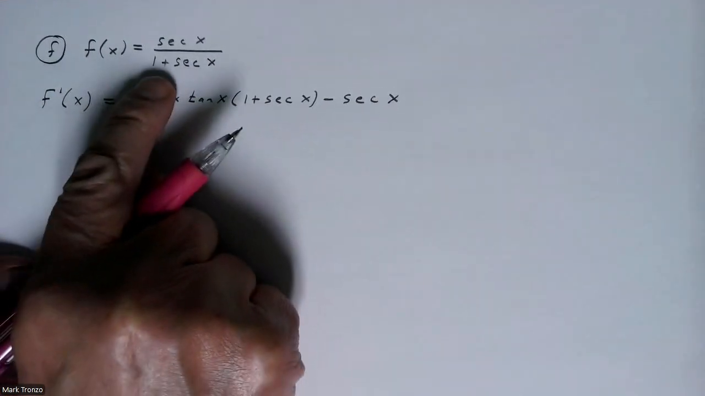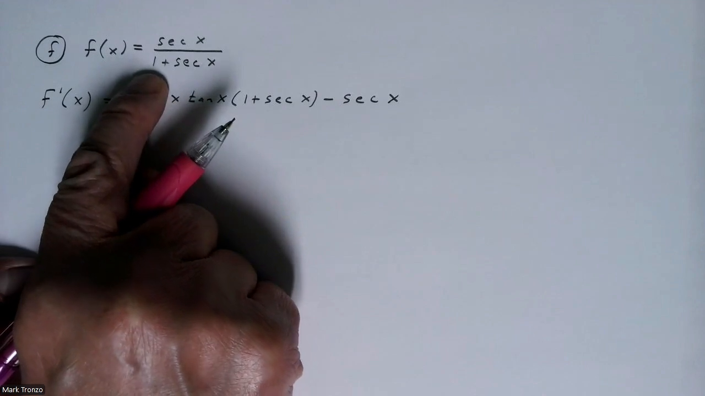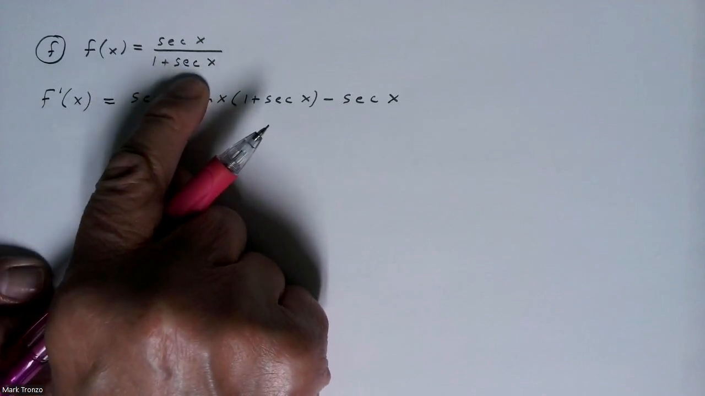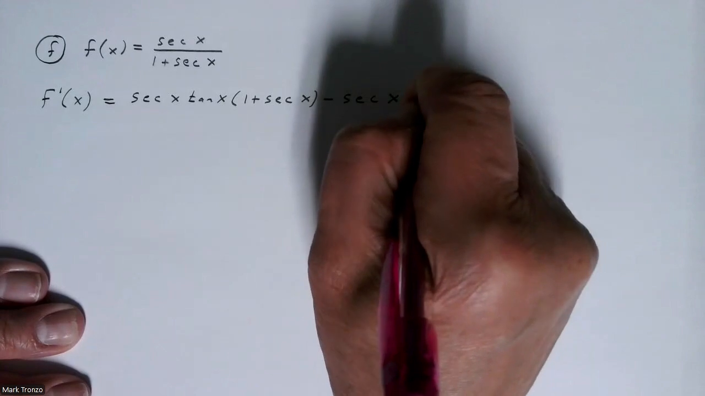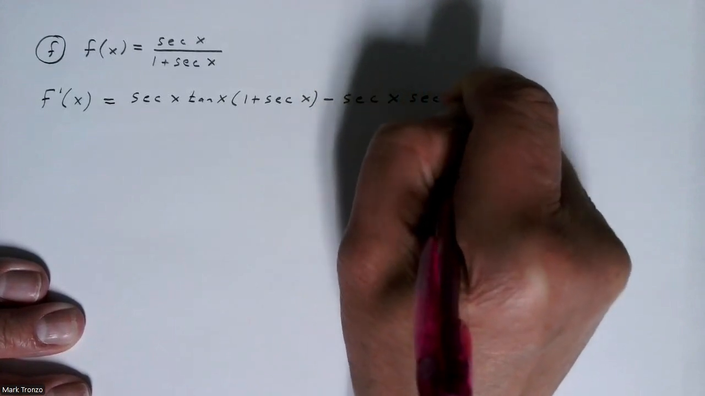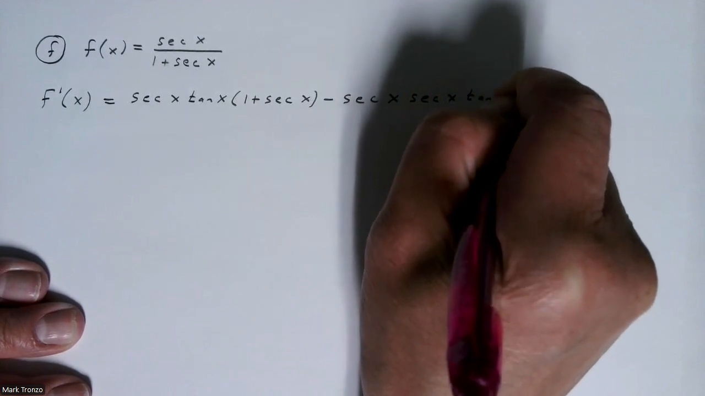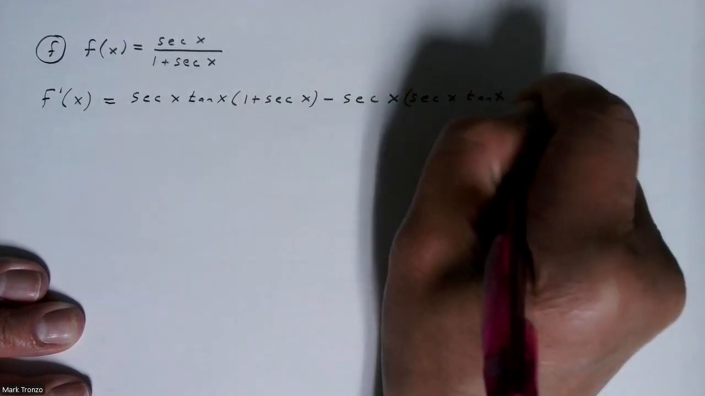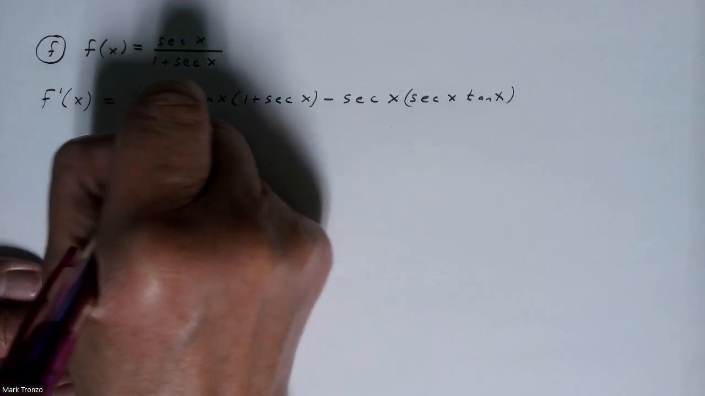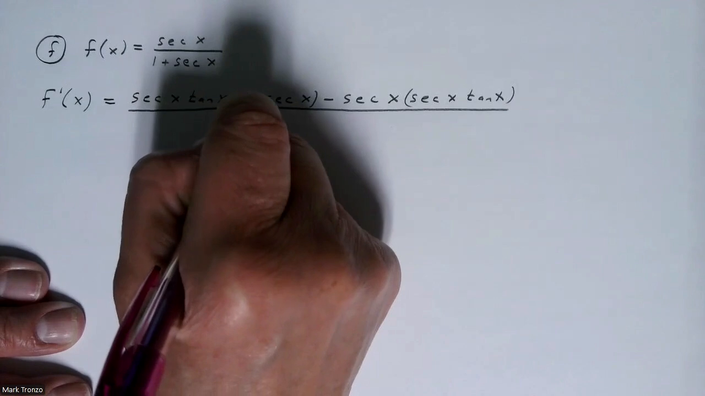Now, the derivative of the denominator would be 0 plus the derivative of the secant. Remember, that's the secant times the tangent, like that, all over the denominator squared.